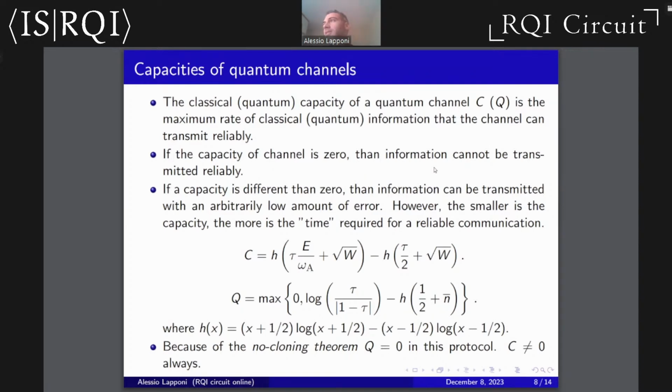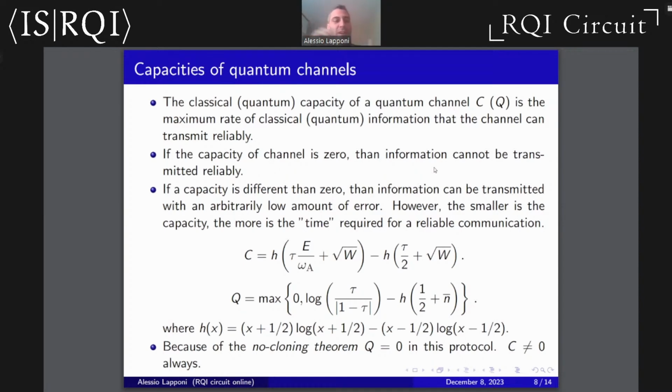The capacity of a channel, both classical and quantum capacity, gives the capabilities of the communication of classical and quantum information. To make you understand better this concept, if the capacity of a channel is 0, then this means that it's impossible to transmit information reliably with the channel. If instead the capacity is different than 0, information could always be transmitted with arbitrarily low amount of error.